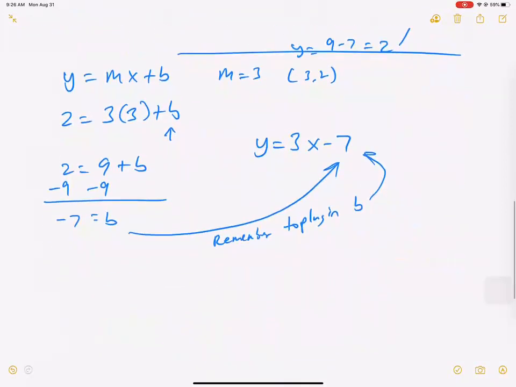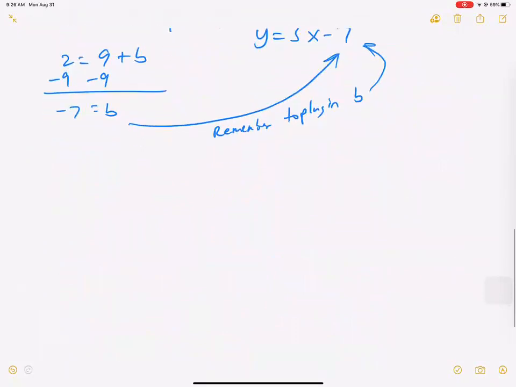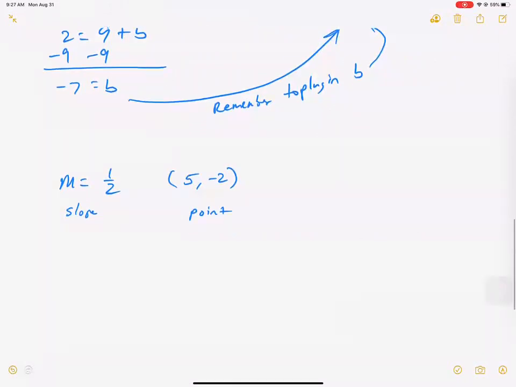Okay, so let's do another example of our point slope form. If m is equal to 1/2, and the point is going to be 5, -2, I was given a slope and a point. Given a point and a slope, we're asked to write the equation of the line in slope-intercept form. So we want y equals mx plus b. But we don't know what b is.